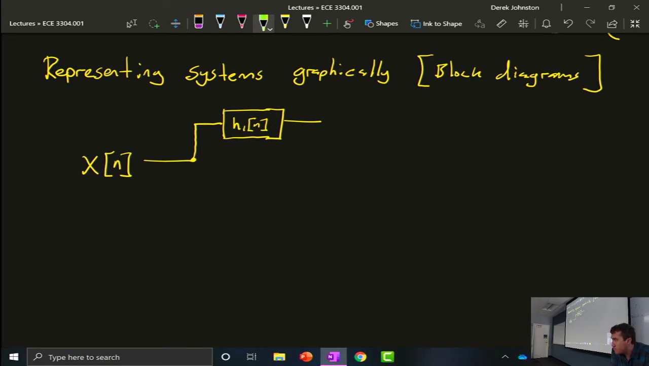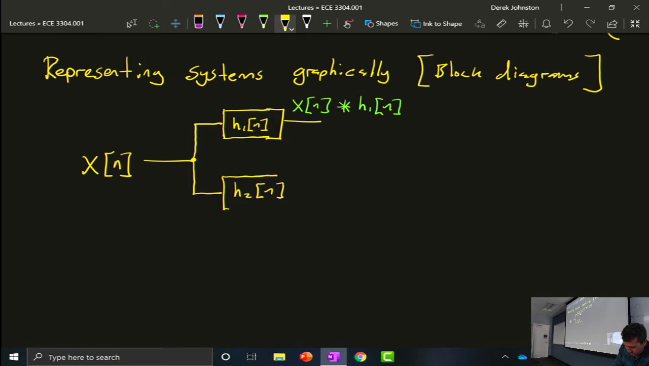Is it too convoluted? Yeah, it's too convoluted. That's all I was looking for. So the output of that box is going to be x of n convolved with h1 of n. And then maybe we'll have a second leg, and this box has h2 of n. And the output of that's going to be what?